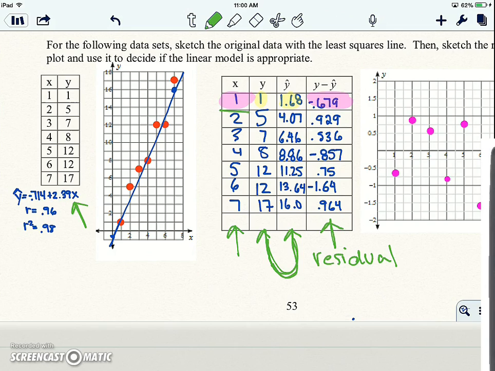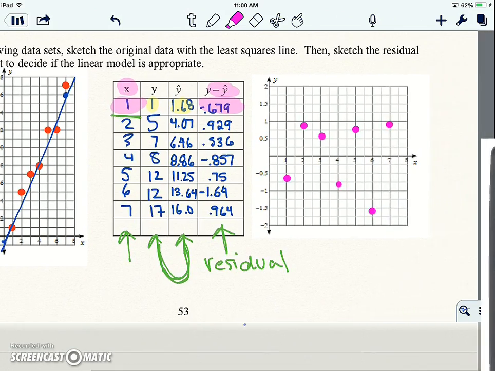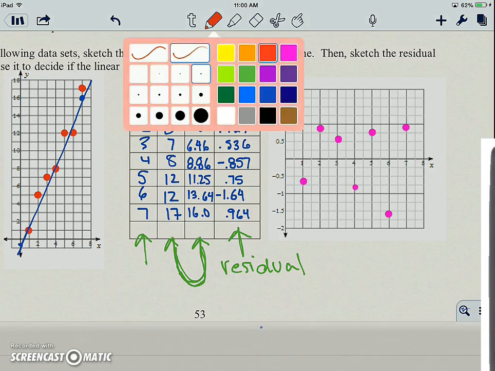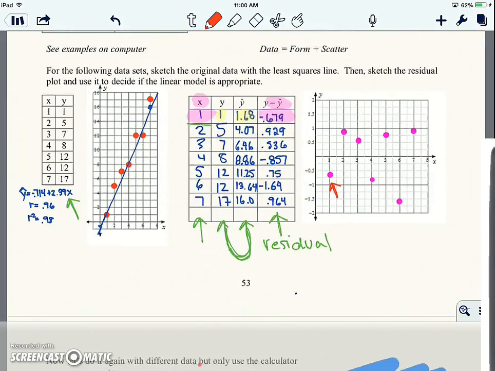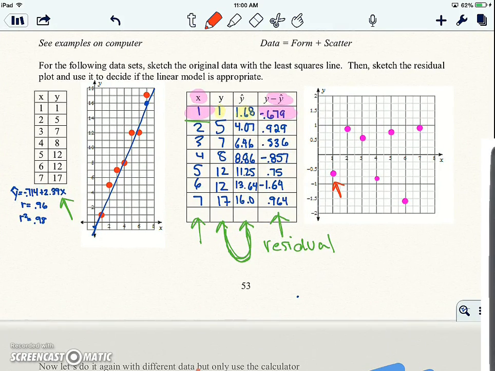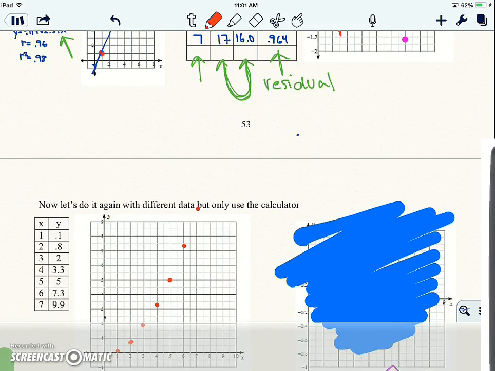And then what we need is the residual plot, and that is graphing the x's and this difference. So for example, very first point, at x is 1, my residual was negative 6.79, so it's right there. And I went ahead and graphed them all. You can see there's no real pattern, a lot of scatter, and so it means that this line probably is a good estimator of all these points. Okay, now let's do it again.